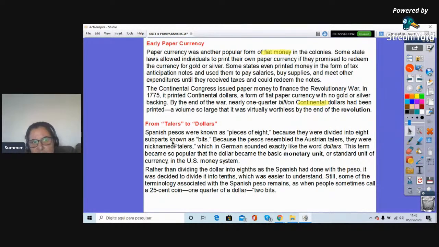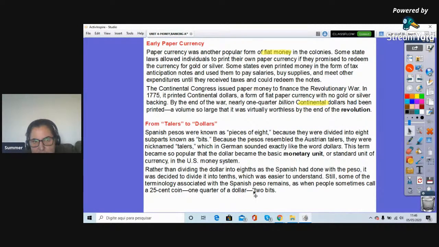Let's talk a little bit about how we went from thalers to dollars. At that time, we also had Spanish pesos. The Spanish pesos were also known as pieces of eight because they were divided into eight subparts, known as bits. Because the pesos resembled the Austrian thalers, they were nicknamed thalers. And in German, thalers sounded exactly like the word dollars. So this term became so popular that the dollar became the basic monetary unit, the standard unit of currency, in the US money system.